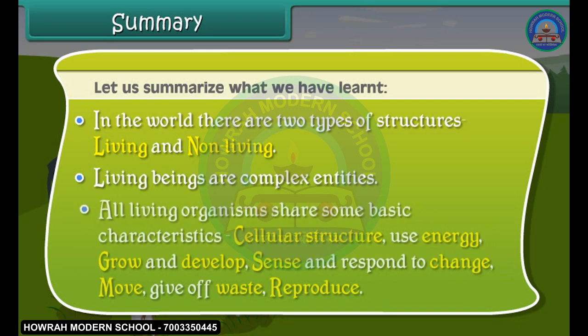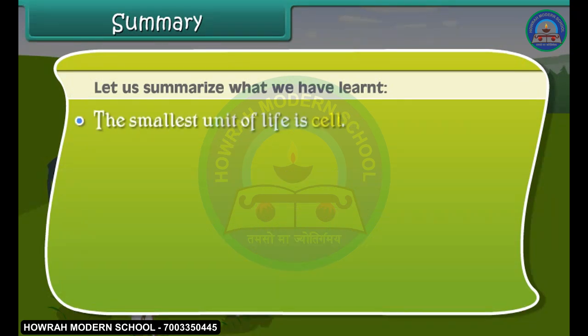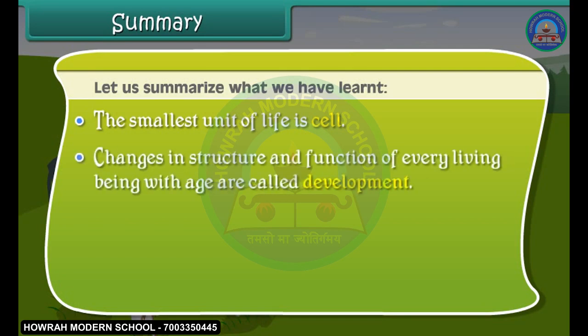All living organisms share some basic characteristics: cellular structure, use energy, grow and develop, sense and respond to change, move, give off waste, and reproduce. The smallest unit of life is cell. Changes in structure and function of every living being with age are called development.